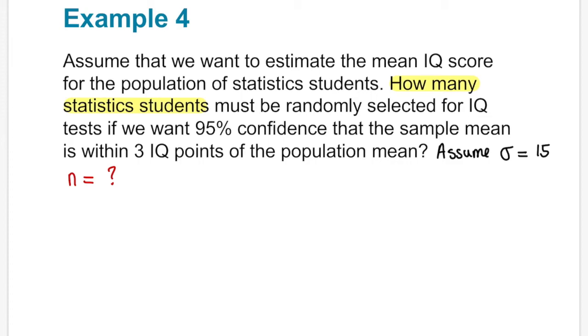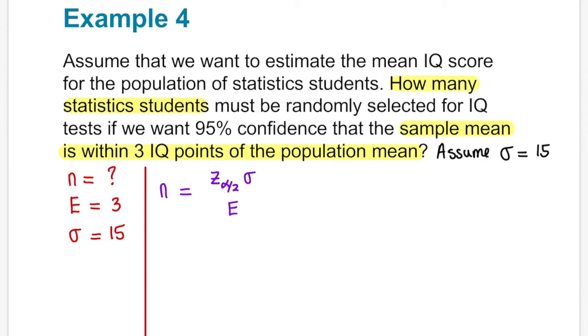We want the sample mean to be within 3 IQ points of the population mean, which means the margin of error is 3. Sigma is 15. n equals z of alpha half times sigma over E, squared. I have sigma is 15, I have E is 3, I'm missing z of alpha half, so I need to look for z of alpha half.